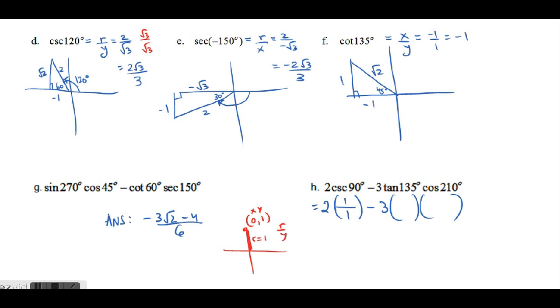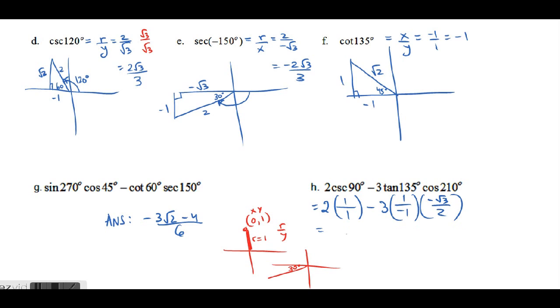Okay, then I'm going to draw a picture for, actually I have a picture, 135 is over here. And so tangent would be y over x, which is 1 over negative 1. And then 210, I don't have that picture, so I should draw that one. 210 is in quadrant 3. In quadrant 3, it's 30 degrees off. Actually, that's the same one as that one. I'm going to use this picture. So cosine is x over r. So we have negative root 3 over 2.